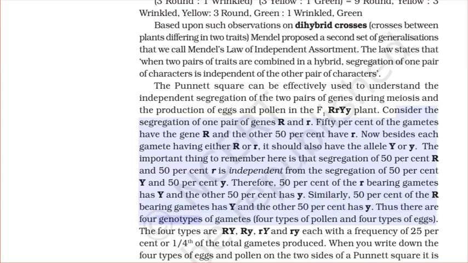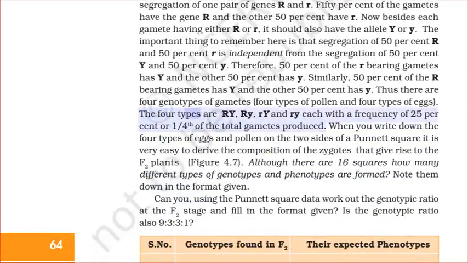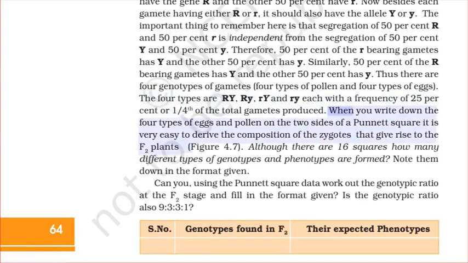Thus, there are 4 genotypes of gametes, 4 types of pollen, and 4 types of eggs. The 4 types are capital R capital Y, capital R small y, small r capital Y, and small r small y, each with a frequency of 25% or 1/4 of the total gametes produced. When you write down the 4 types of eggs and pollen on the 2 sides of a Punnett square, it is very easy to derive the composition of the zygotes that give rise to the F2 plants.